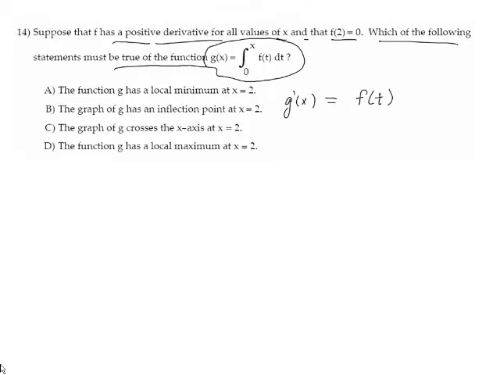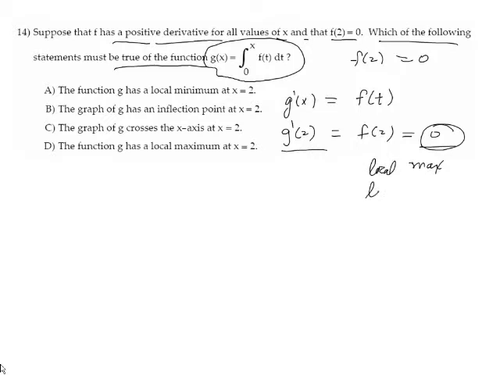Now, we're given that f of 2 equals 0. That means that f of 2 equals 0, and that's g prime at 2. So that says that g has a horizontal tangent at 2. So it could be a local max or a local min. Or it might not be either. It really depends on the concavity. So we need to look at the concavity.